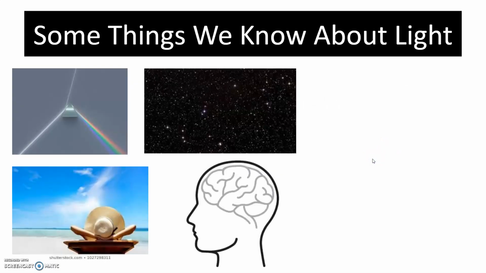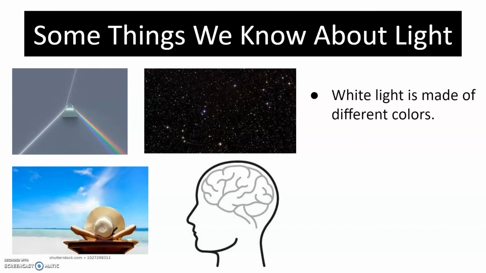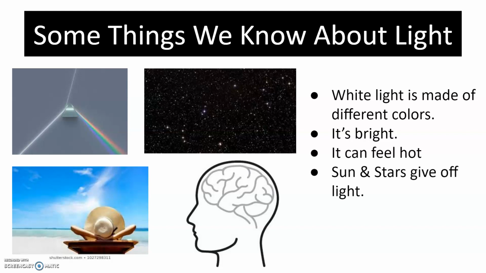So some things you probably already know about light. You probably know that white light is made up of different colors. You probably know that light is bright and it can feel hot. And you also know some natural sources of light. But what exactly is light?